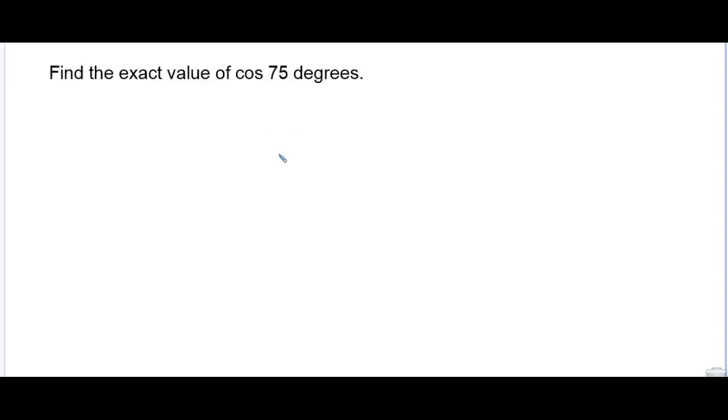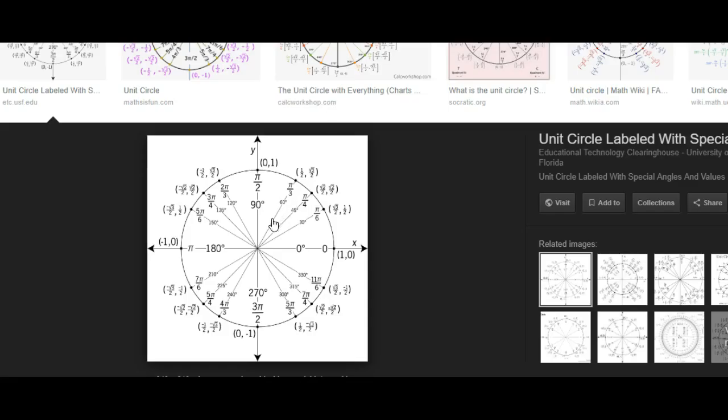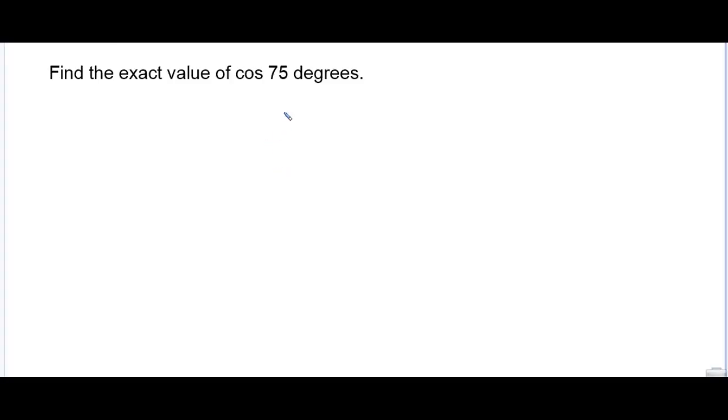Let's go through an example. Find the exact value of cosine of 75 degrees. If you look at 75 degrees, is it on your unit circle? It's not. It's somewhere in here, so we don't have the exact values of sine and cosine. Okay, so what we're going to do instead, and we want to find exact values, not decimal approximations, so we can't just type it into your calculator and be done. We're looking for the exact value of cosine of 75 degrees.